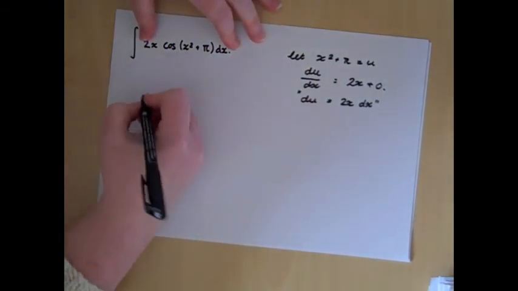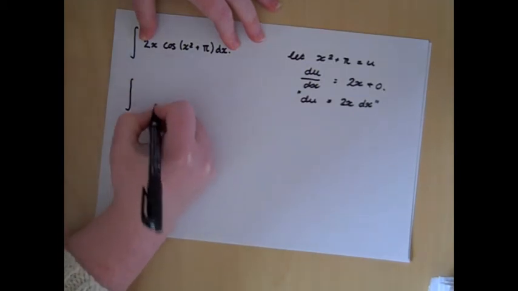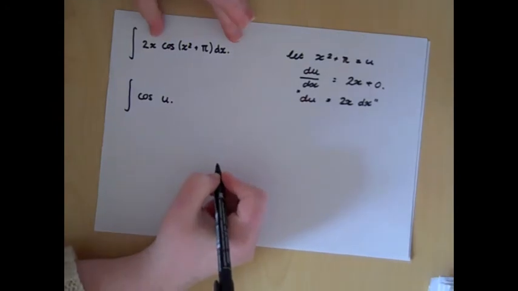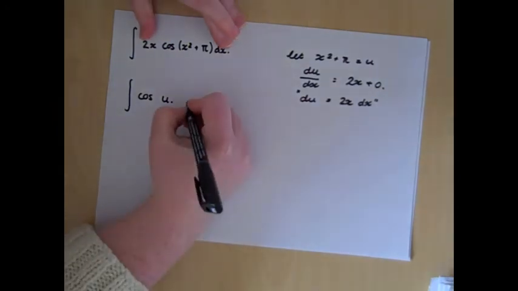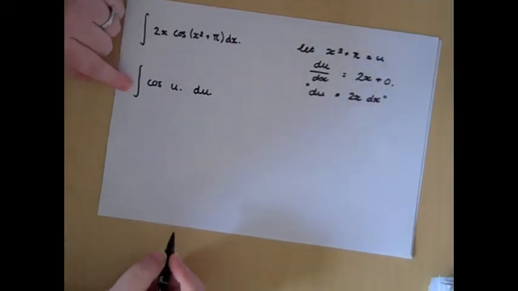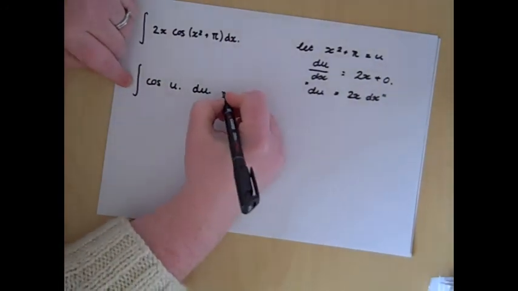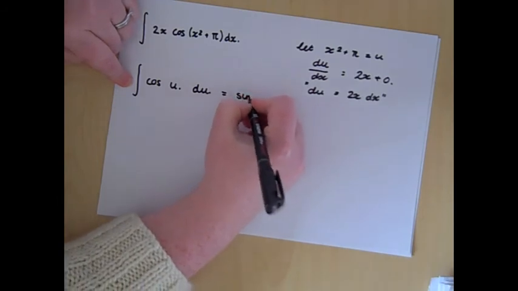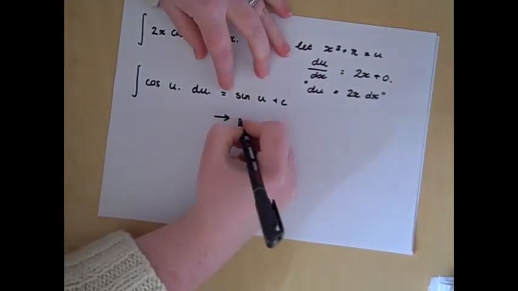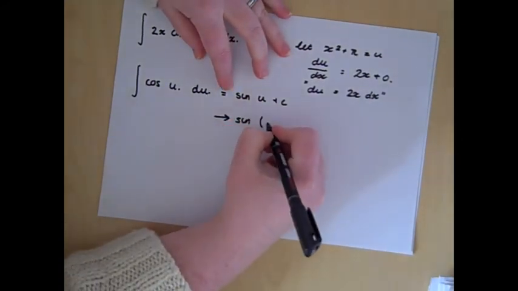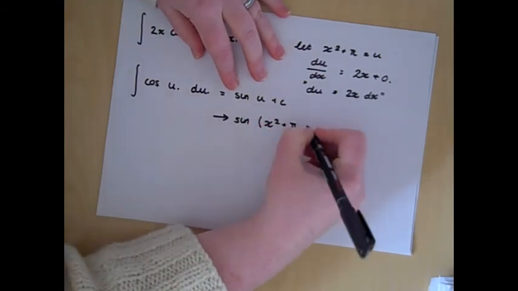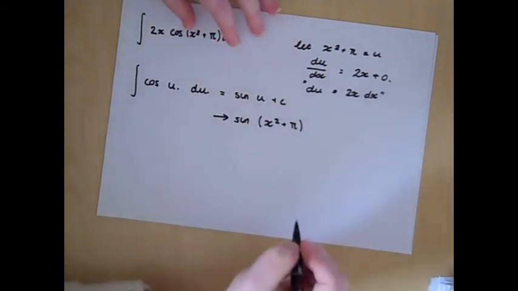So now I have, very simply, the integral of cos of u, and then 2x dx is du. So now I just need to integrate the cos of u. So this is going to become the sine of u plus c. And if I then go back and substitute in, this is the sine of x squared plus pi plus c.